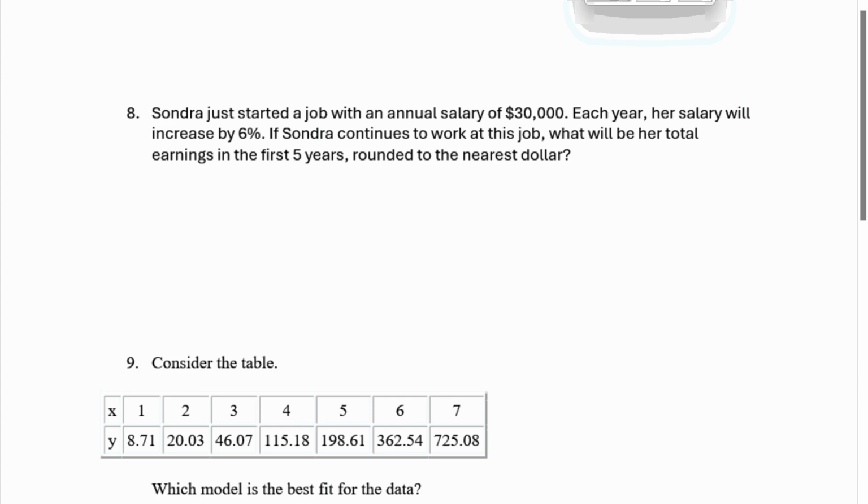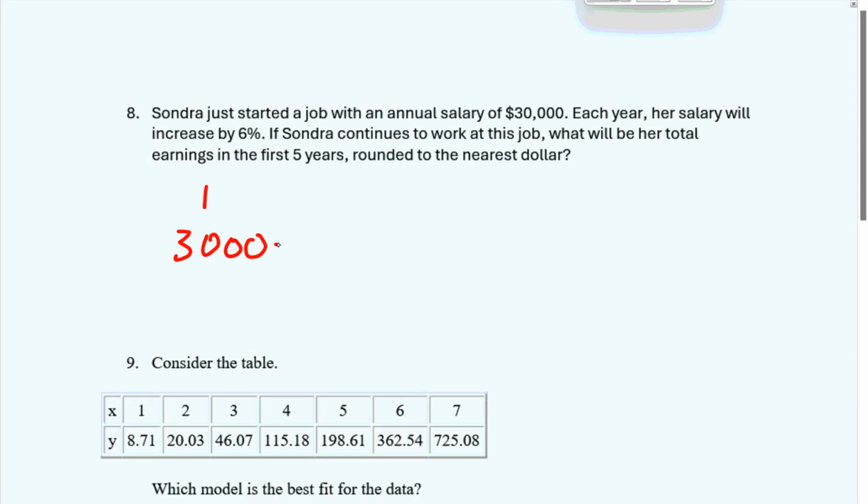Okay, so here we have Sandra, and she just started a job with an annual salary of $30,000. Each year, her salary increased by 6%. If Sandra continues to work at this job, what will be her total earnings in the first 5 years? Round to the nearest dollar. So we know in her first year, her annual salary is $30,000.